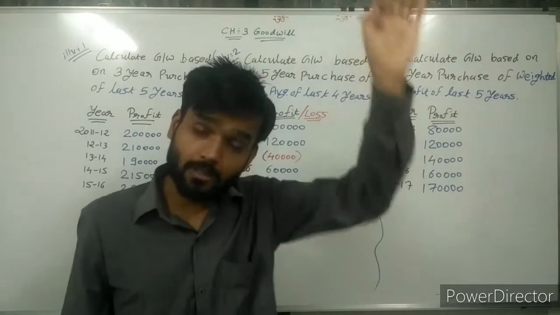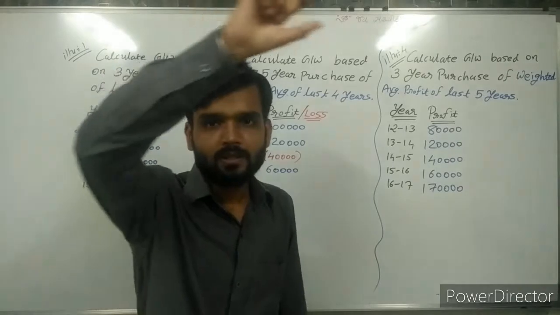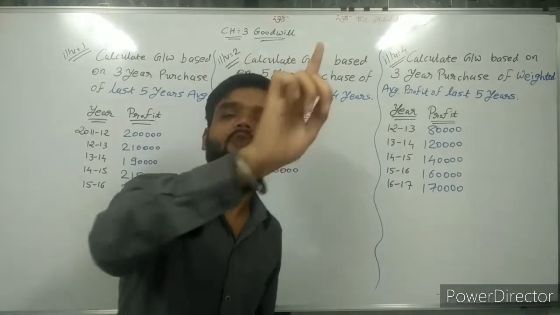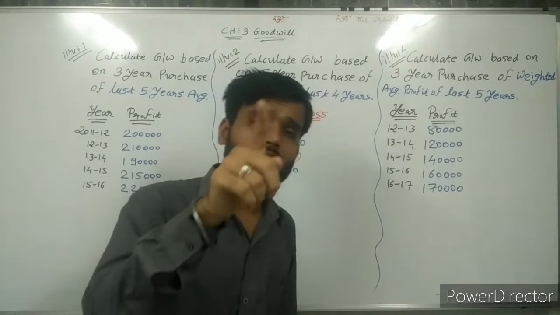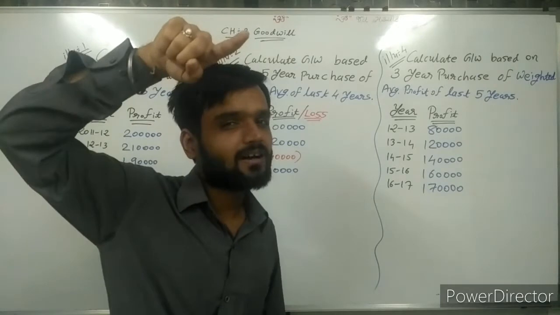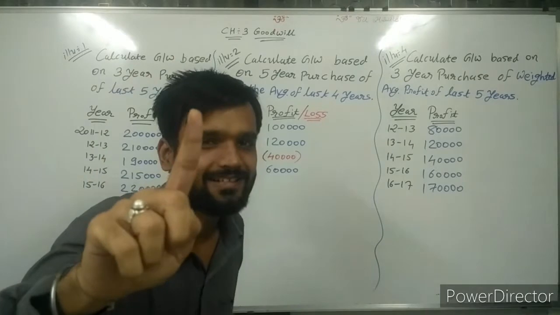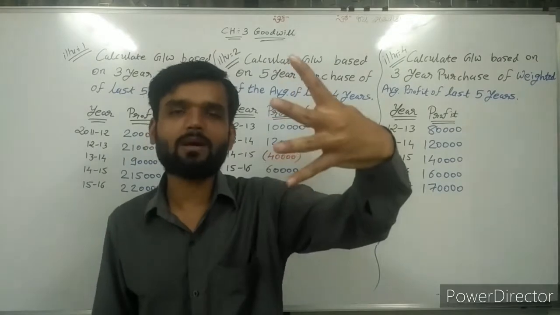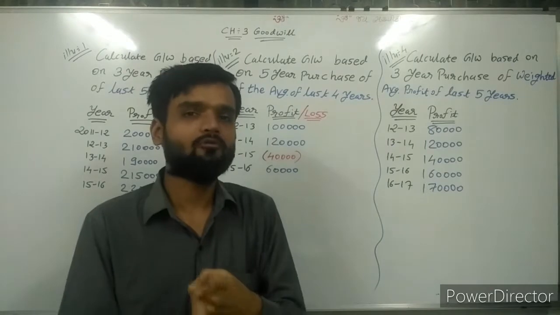Now remember the 4 methods of valuation of goodwill. First, average profit method, or we can say simple average profit method. Second, weighted average profit method. Third, super profit method. Fourth, remember, capitalization method. So these are the 4 methods to calculate, to find the value of goodwill.